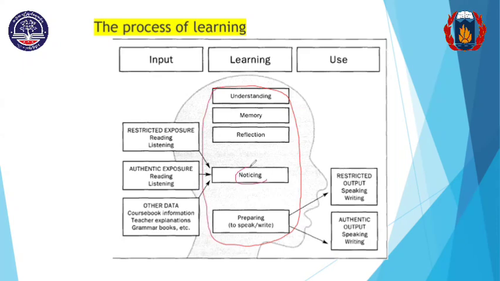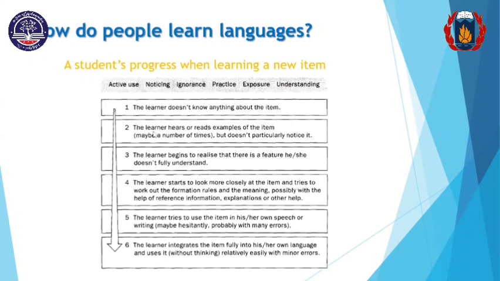Here, to be able to notice the target language, we need to give restricted exposure, authentic exposure, and other data. If the students start to notice, they understand, and then they memorize, and also they reflect. So in this stage, which will be their learning process.